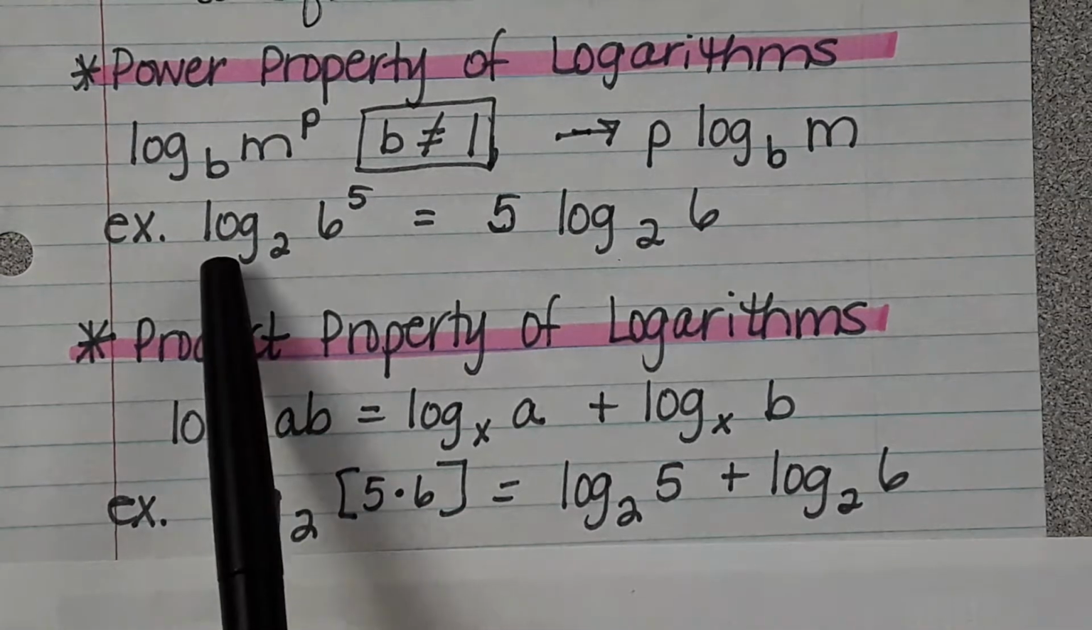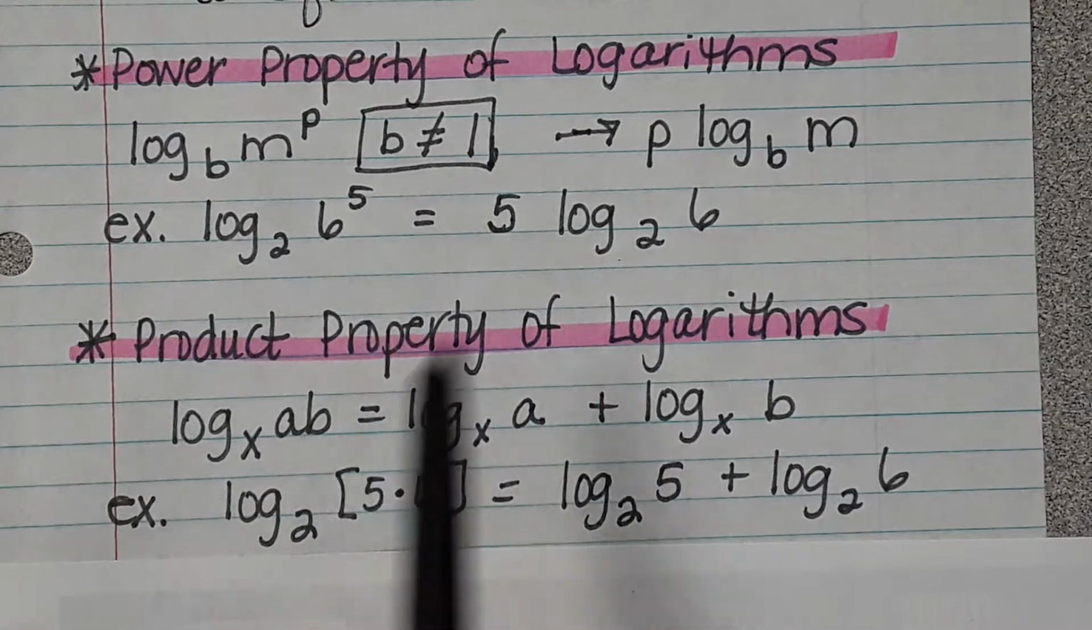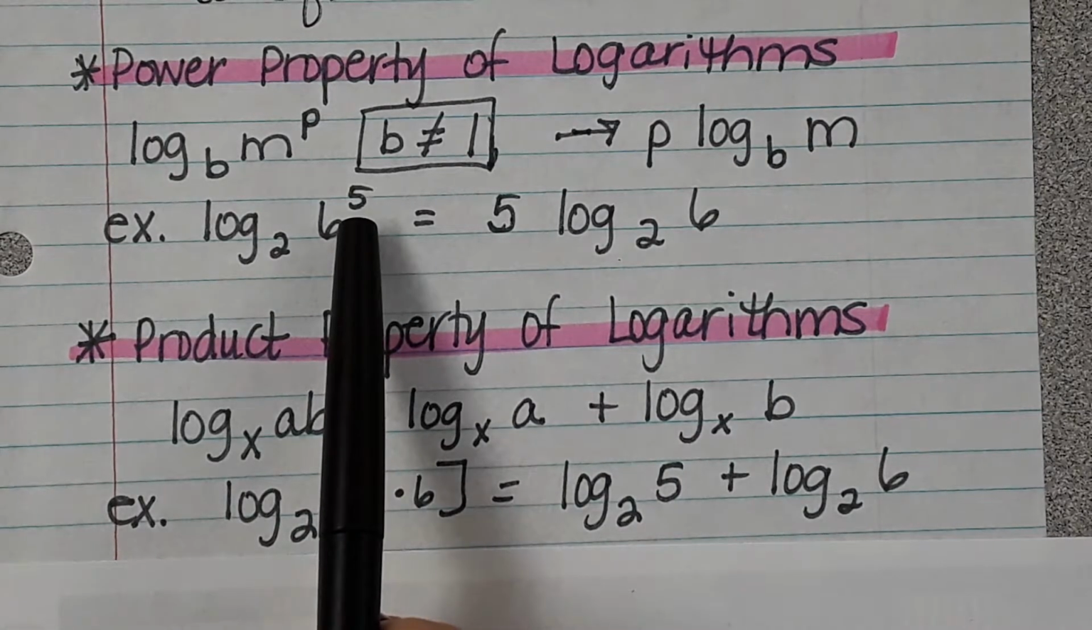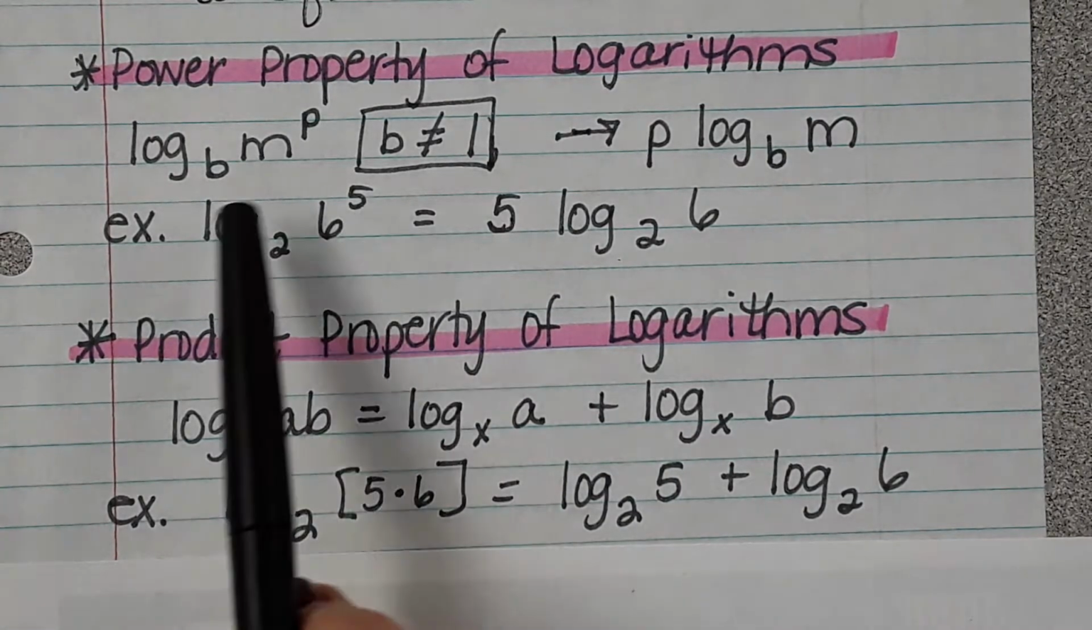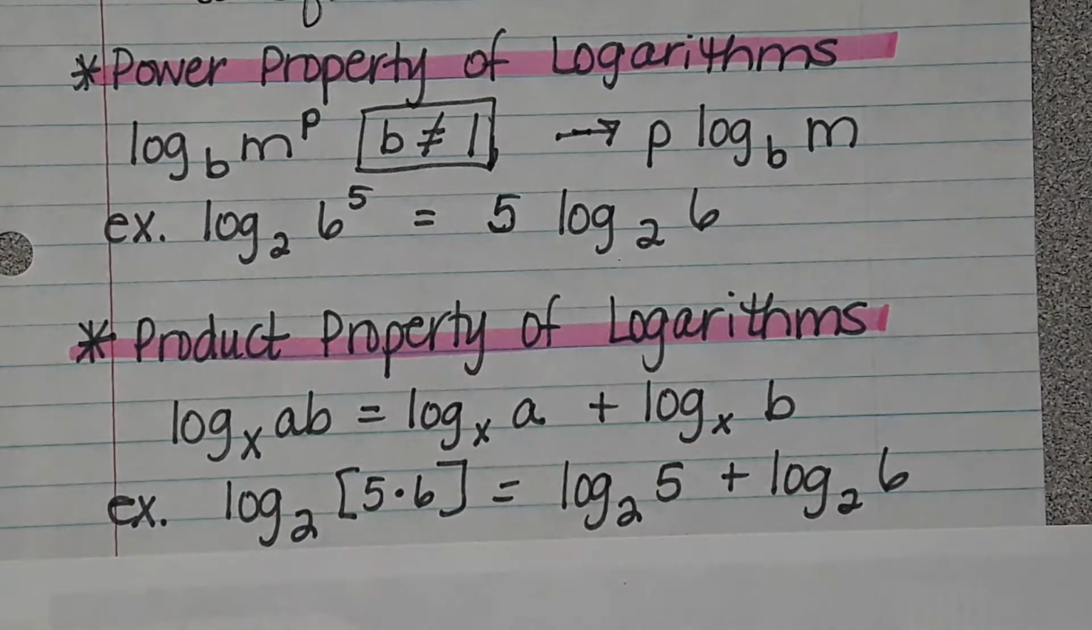Okay, so you have log base 2 of 6 raised to the 5th power. Notice that the 5 went in where? It went in front of the word log. That's something now you have to know. So if you see an x raised to an exponent, we're going to rewrite that power and put it in front of log.